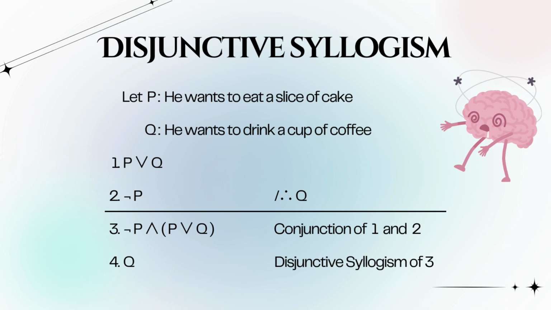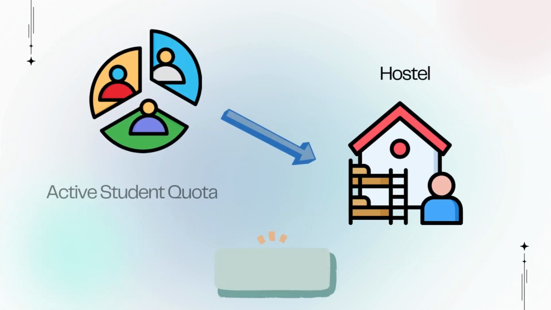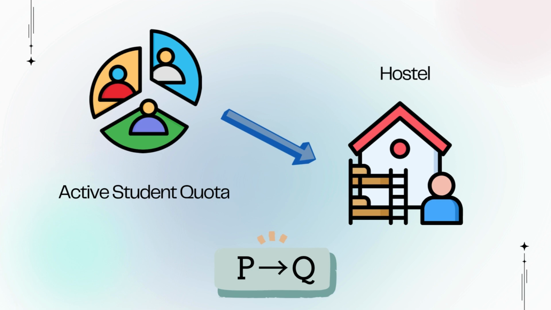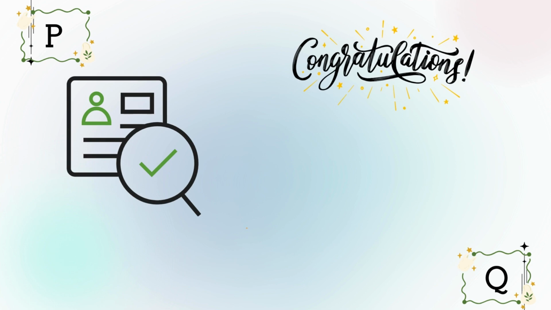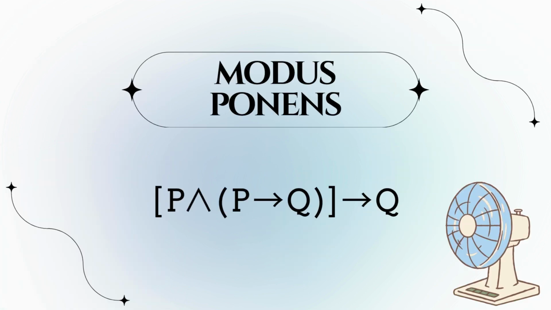So why is it valid? Because once you eliminate one option, the other must be true. This is a valid inference, and in real life we use it more than we think. Next, I check my student status, and yes, I have an active student quota, and according to the rules, I will be assigned to a college hostel. So I get a room.